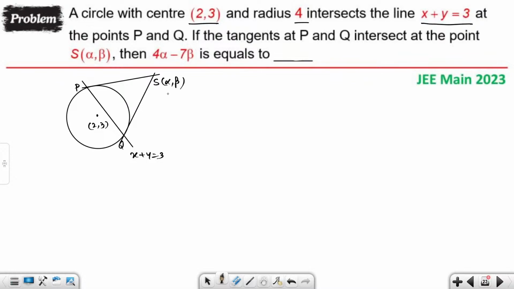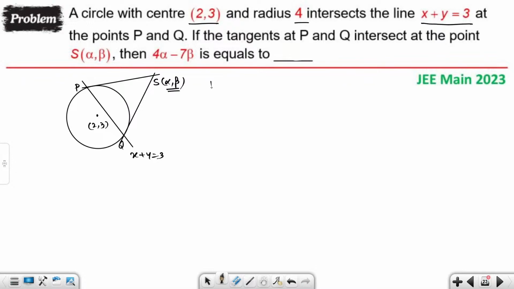Alpha comma beta. Okay. Now you have to find out the coordinate of alpha and beta. You have to find out the coordinate of S. That is, you have to find out alpha and beta. See, same type of question.